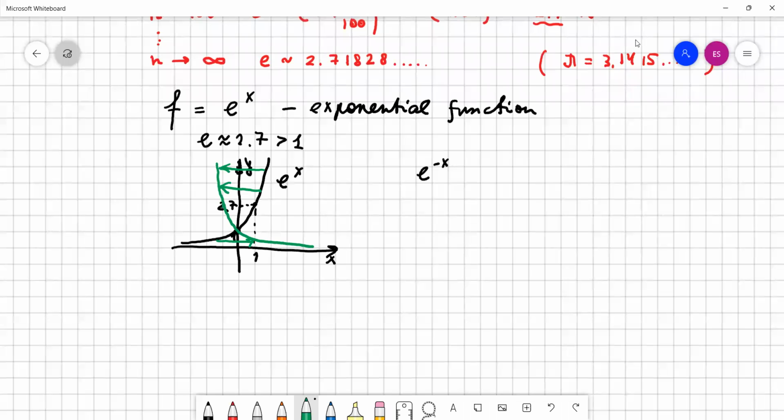How are we going to use this exponential function? For now, guys, we are going to use it to extend a little bit our formula for compounded interest. Let's return to compounded interest.